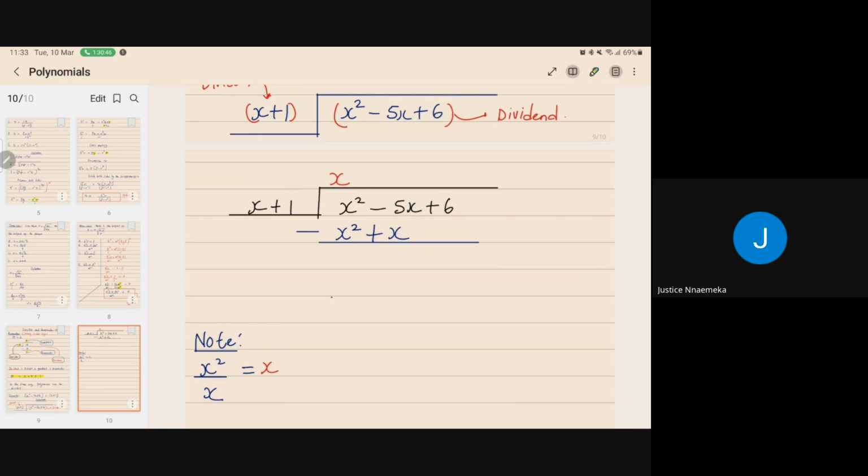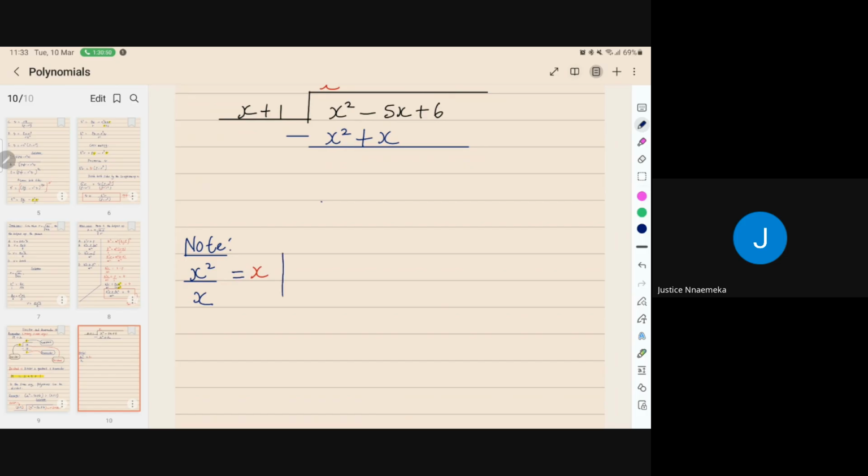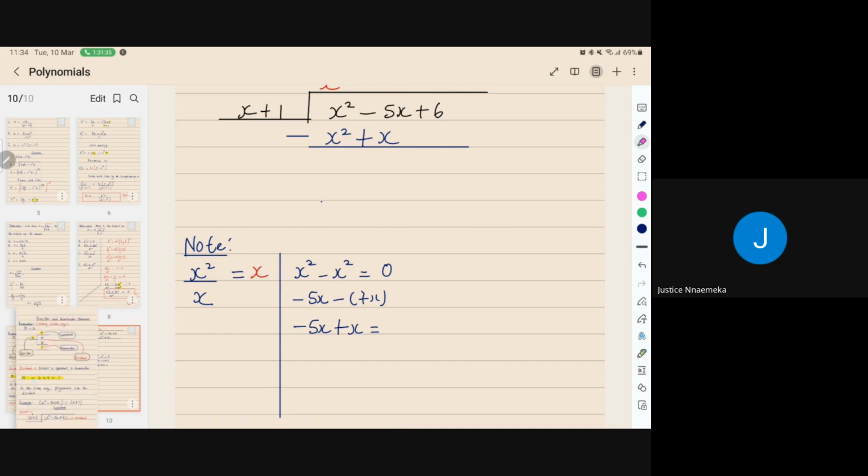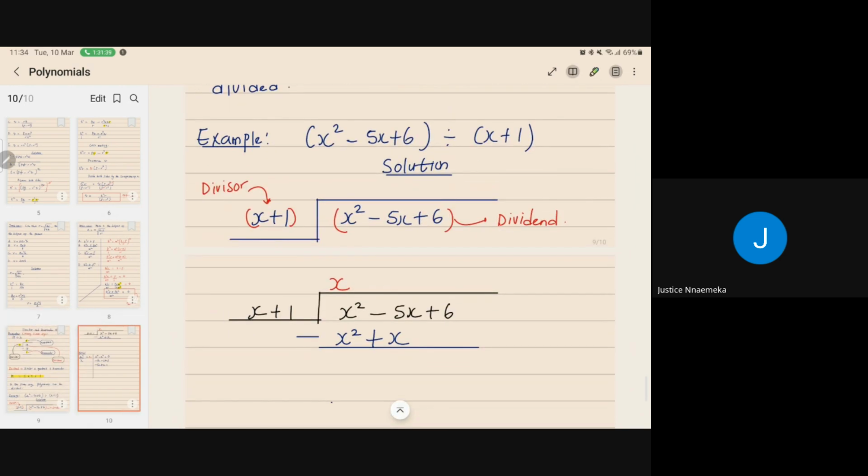For that subtraction, let me rule a line here. We did x squared minus x squared, which is equal to 0. Then minus 5x minus plus x, so this will give us minus 5x minus x, which is equal to x times 1. Let me check my divisor once again. Hope I have not made a mistake with my divisor. I think my divisor was x plus 1. Yeah, we're still on point.